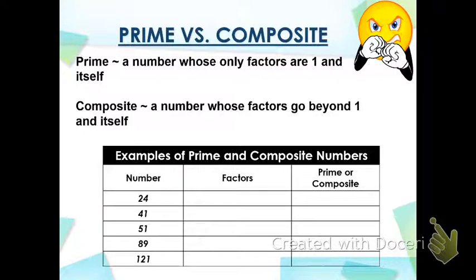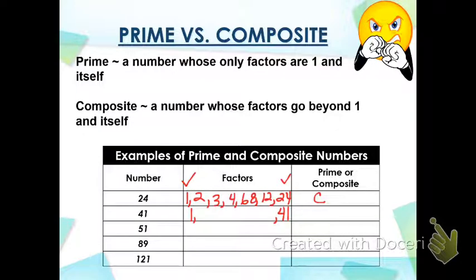So here in our chart, we're going to list a few examples here and then determine whether they're prime or composite. So for the number 24, I could do 1 times 24, or 2 times 12, or 3 times 8, or 4 times 6. But because there are numbers other than just 1 and 24, that means that 24 is composite.